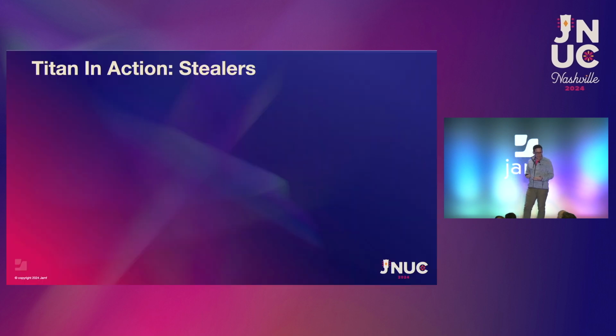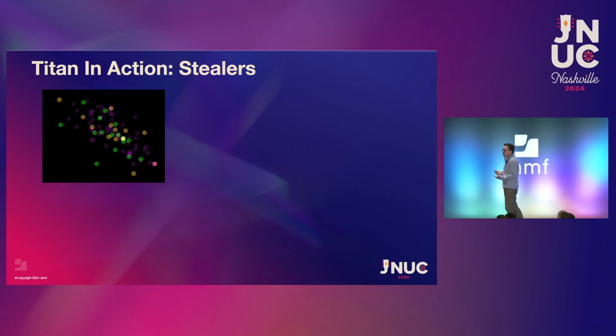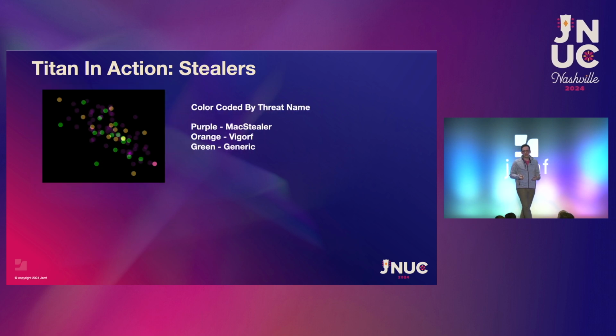So there is a better example close up here. If you look closely, you can see there's 3 different families. The coloring in Titan is not static. So it just randomly assigns colors, which is why you'll see a difference in the colors in some of these screenshots. You may notice that purple is max stealer, orange is Vigorf, and green is generic. You notice purple, orange, and green, I'm sure, just looking at that example. We feel pretty confident that this is all the same family because of how similar they are.